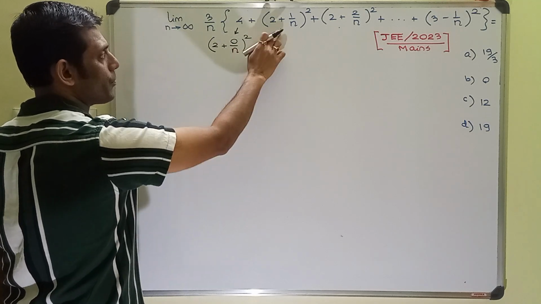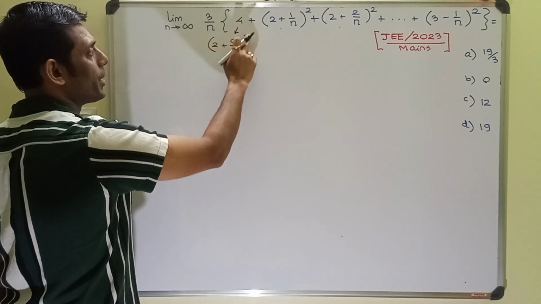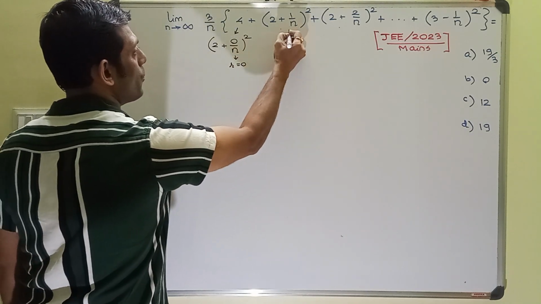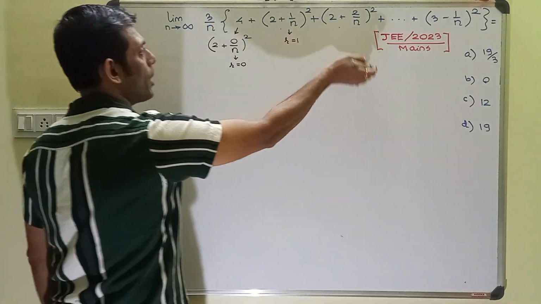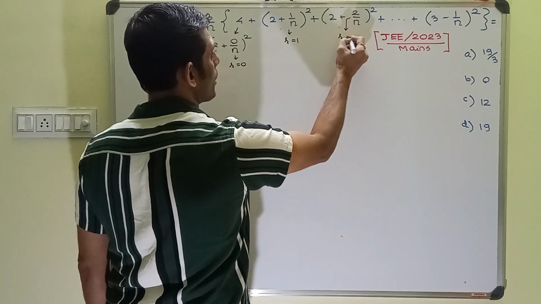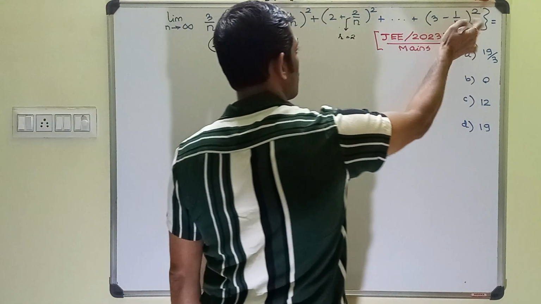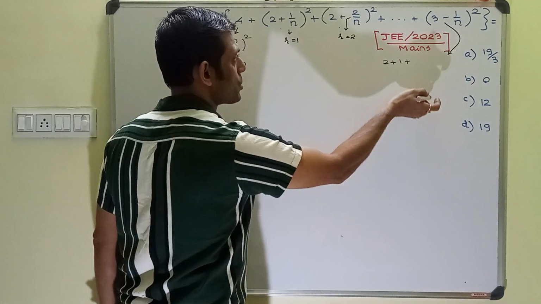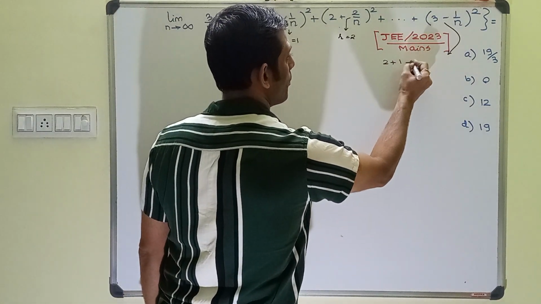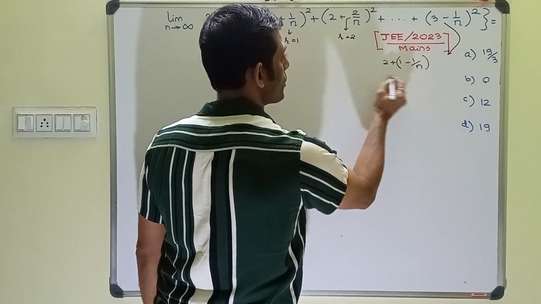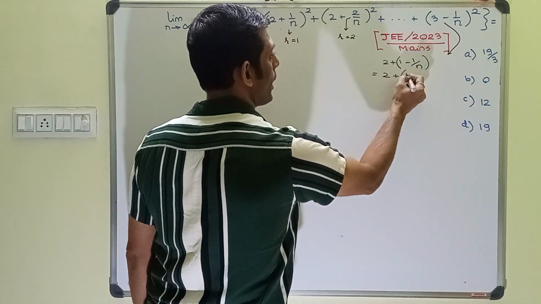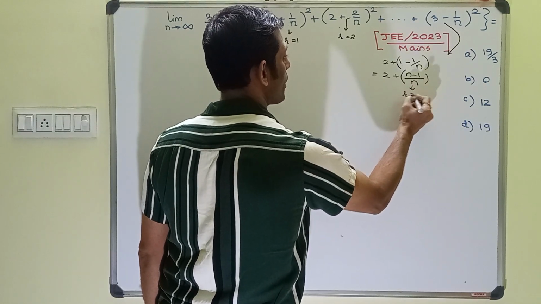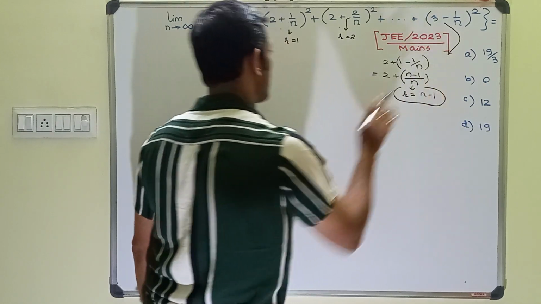Let's see if it works, and it works. 2 plus 0 by n. That means for this, r is equal to 0. For this, r is equal to 1. And here, r is equal to 2. What about the last term? The last term can be rephrased as 2 plus 1 minus 1 by n. That means this is going to be equal to 2 plus n minus 1 by n, and that means for this, r is equal to n minus 1.